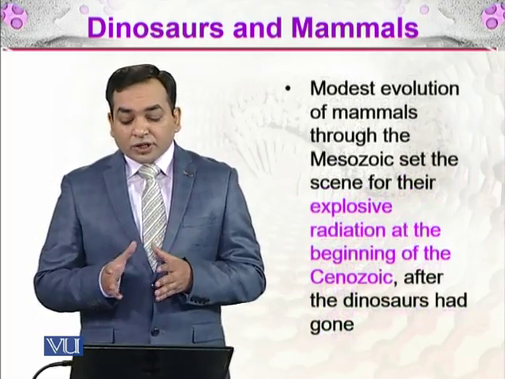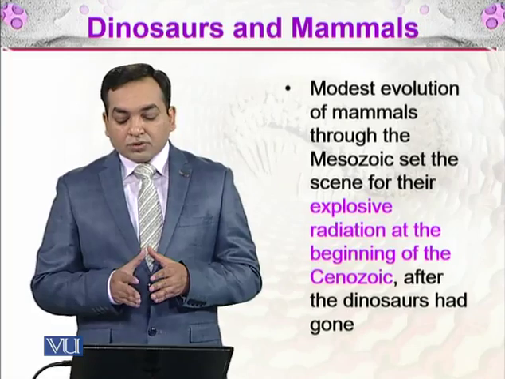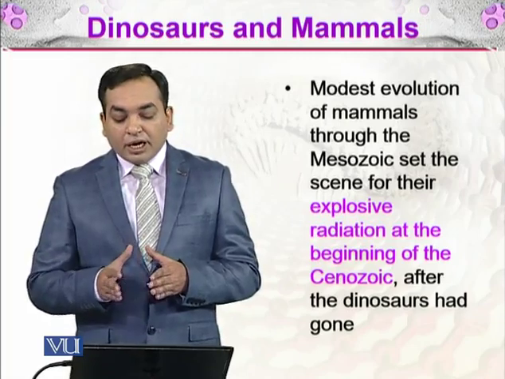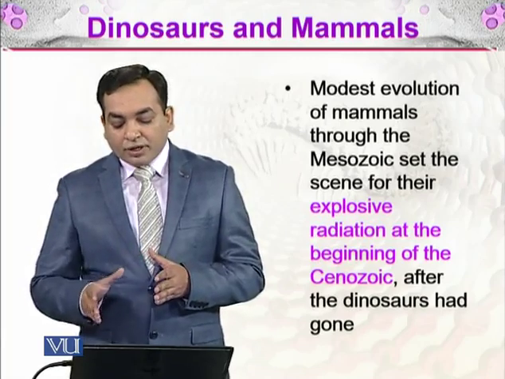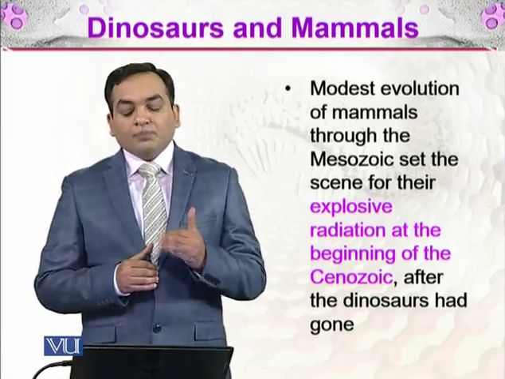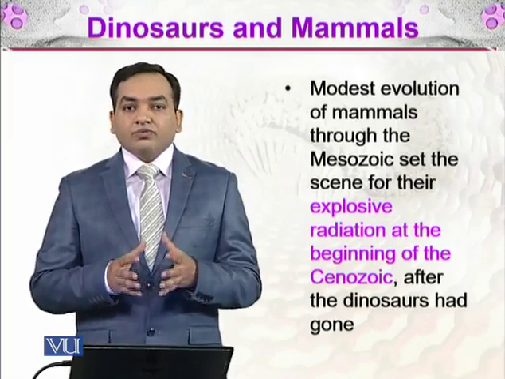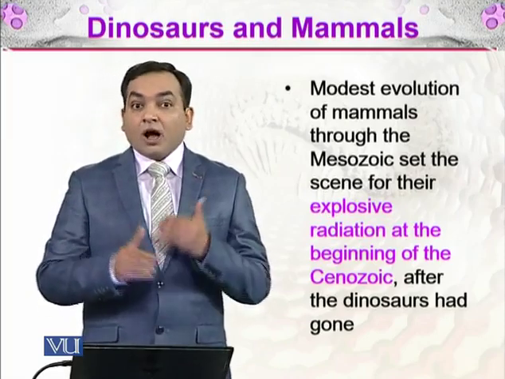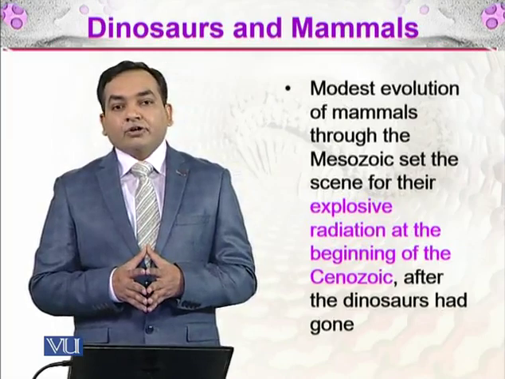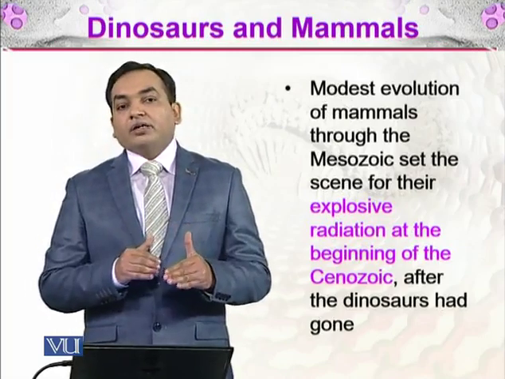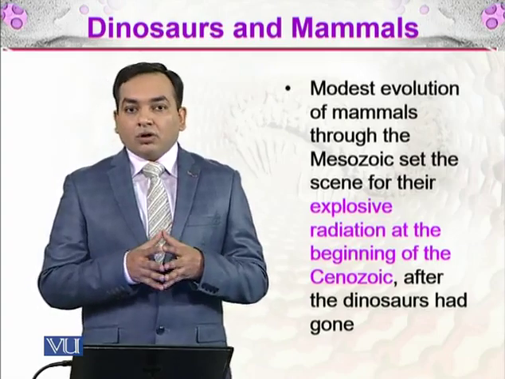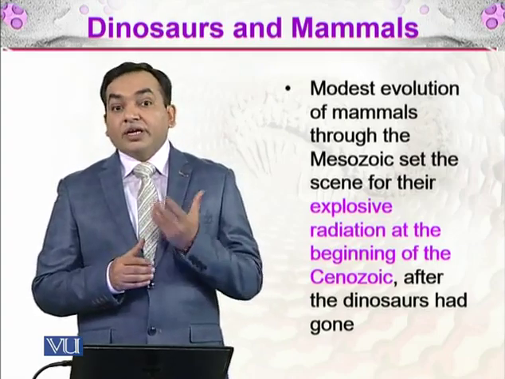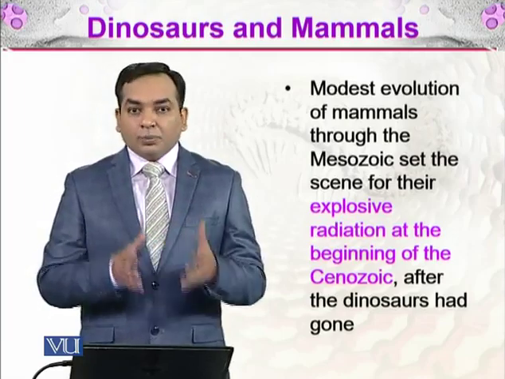So the modest evolution of mammals through the Mesozoic set the scene for the explosive radiation at the beginning of the Cenozoic after the dinosaurs had gone. There was some modest evolution first inside the mammals, and how it was going, we will be discussing in later topics. And after that, when the dinosaurs were not there, mammals got a lot of attention, and they radiated to form and dominate the earth.